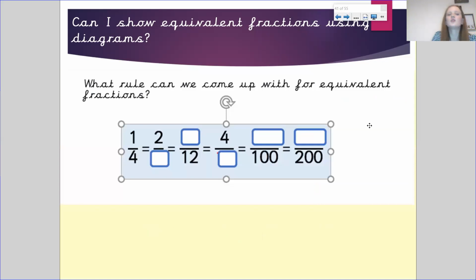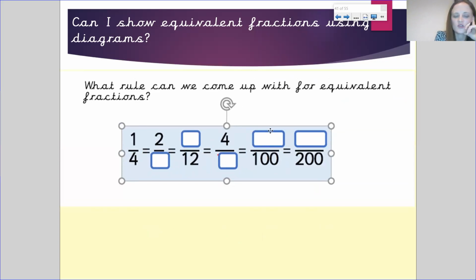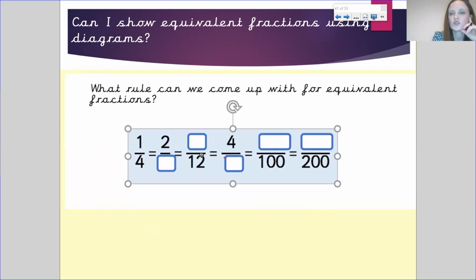So what rule can you come up with for equivalent fractions? Use this drawing as an example. Think about what I spoke to you about the denominator and the numerator when you are timesing them. Whatever happens to the top happens to the bottom. And then write your rule out and then complete this number line, because these will all be equivalent fractions.